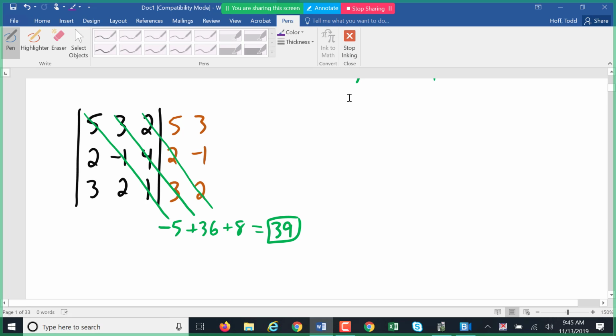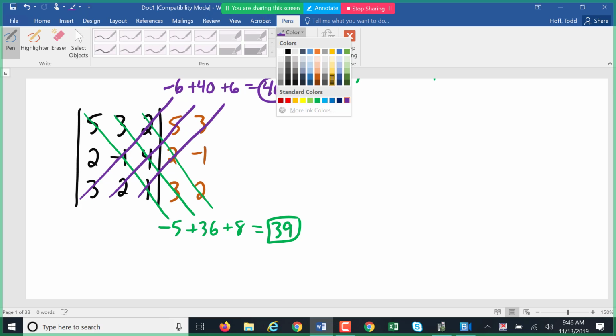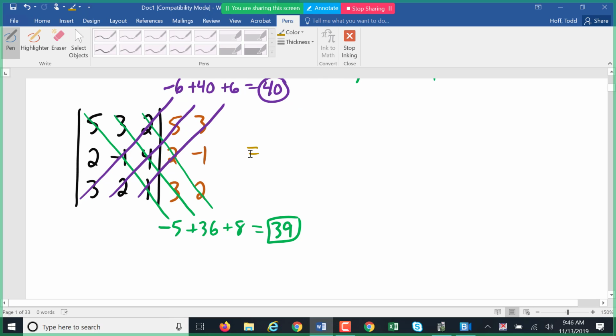So now I have my up diagonals. Going up, I have 3 times negative 1 times 2 is a negative 6. I have 2 times 4 times 5, that's a positive 40. And I have 1 times 2 times 3 is a positive 6. Those add up to 40 for my up diagonal total. So the determinant here is 39, my down, minus my up of 40, a determinant of negative 1.